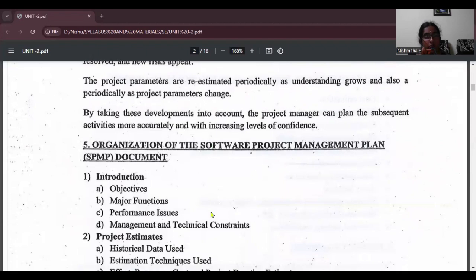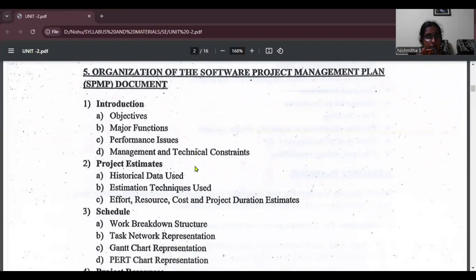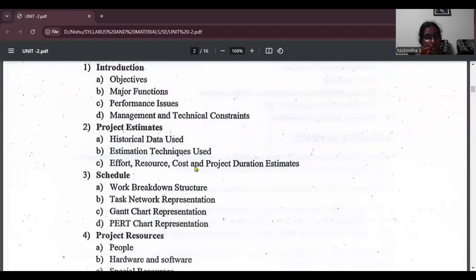Now, the organization of a software project management plan, that is the SPMP document. In the SPMP document, the following factors are to be included. The first one is the introduction, which involves the objectives, major functions of the project, the performance issues that occur in the project, and management and technical constraints. The next one is the project estimation, where we describe what historical data is used, what estimation techniques are used, and what the effort, resources, cost, and project duration estimates are.